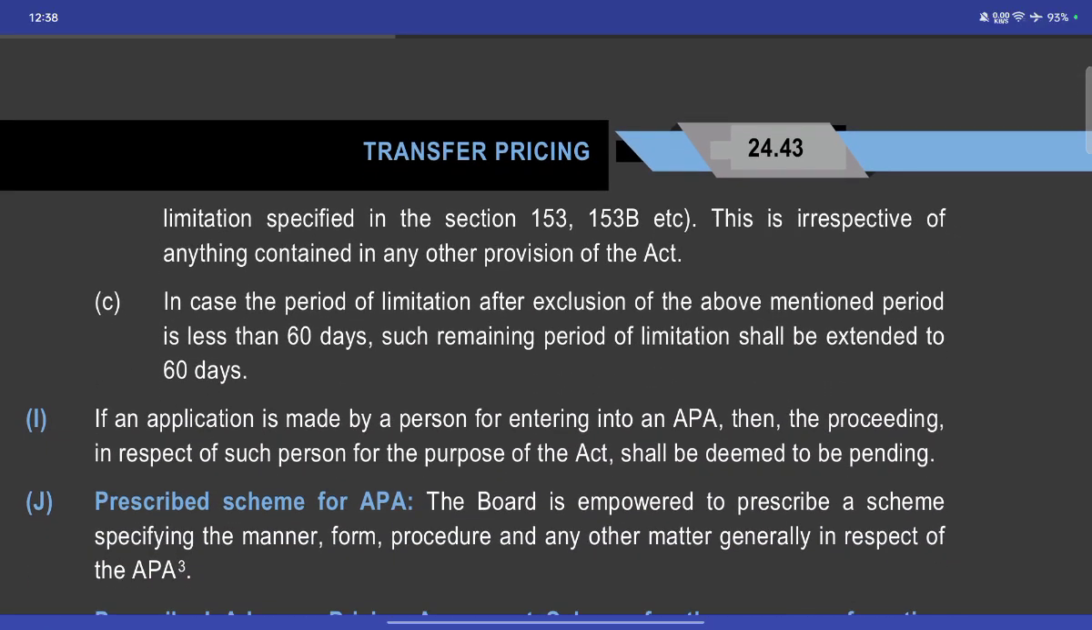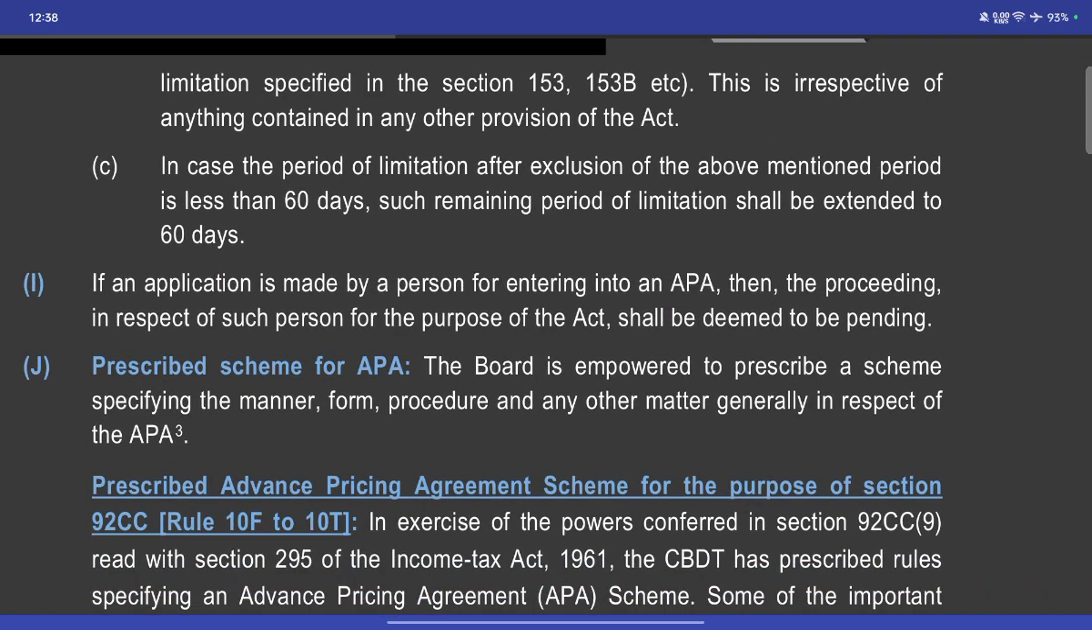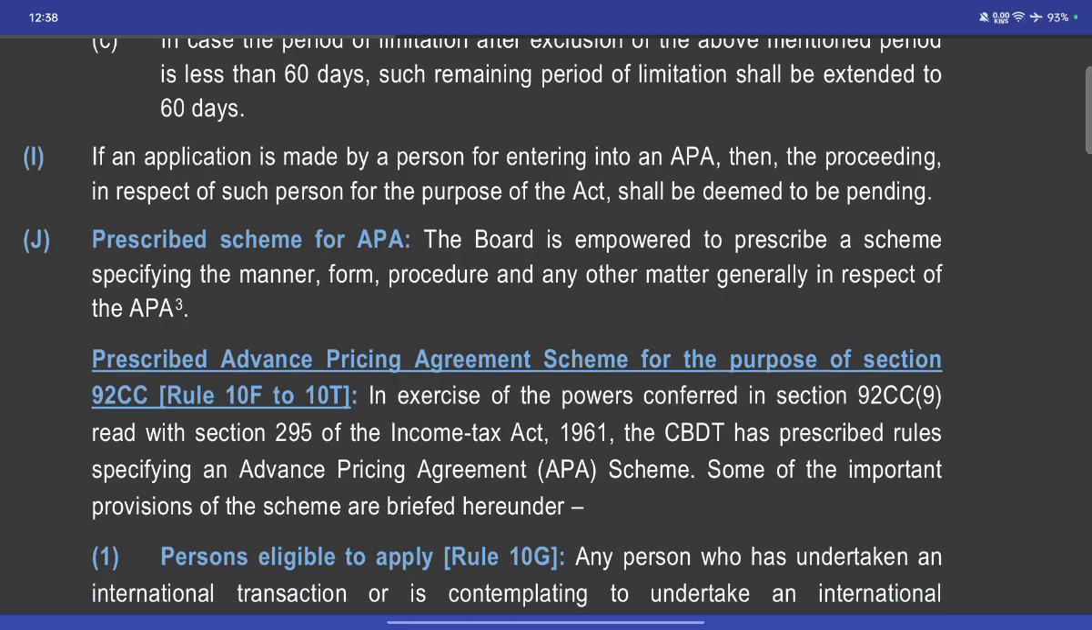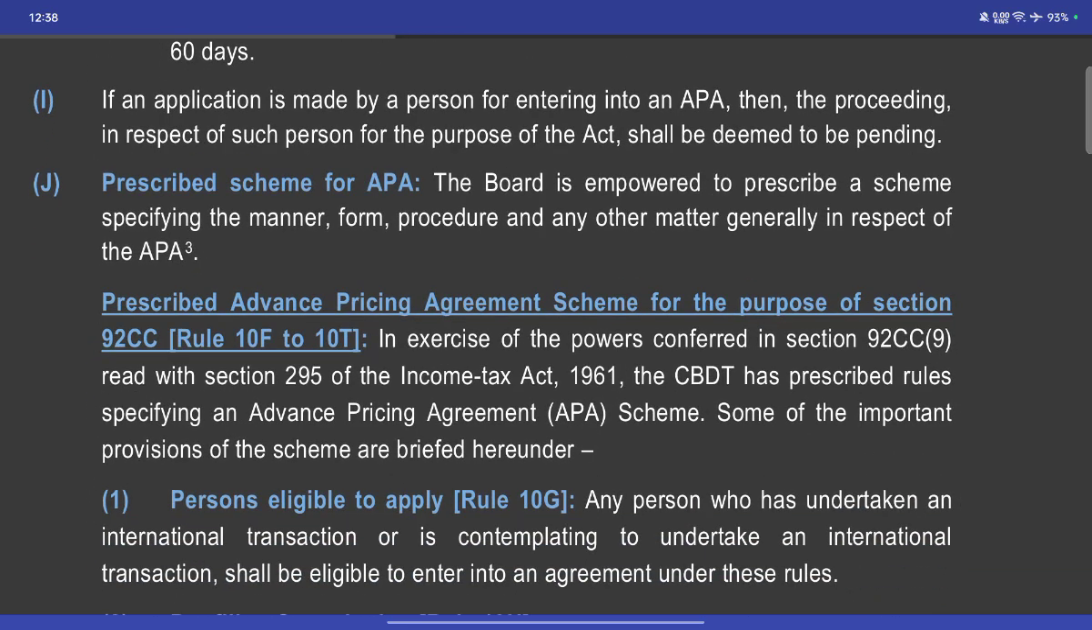Limitation specified as October 3 and 3b in respect of anything contained in the other provision of that. In the case where the period of limitation after excluding the above mentioned period is less than 60 days, such remaining period of limitation shall be extended to 60 days. If an application is made by the person for entering into an APA, then the proceeding in respect of which the person applied shall be deemed to be pending for the purpose of the act.